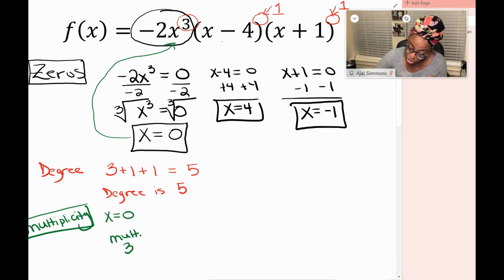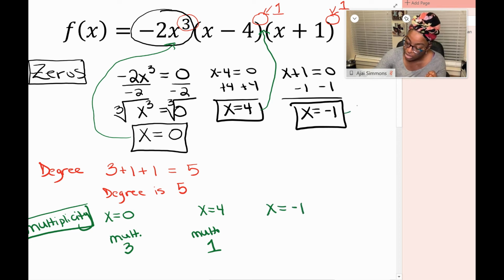Now let's go to x equals 4. For x equals 4, look at the power associated with the factor that gave us x equals 4. If we go back up here to the top, the power is 1. So the multiplicity is going to be 1. And now lastly, let's look at x equals negative 1. If you look at the power associated with negative 1, we got multiplicity is 1 also.